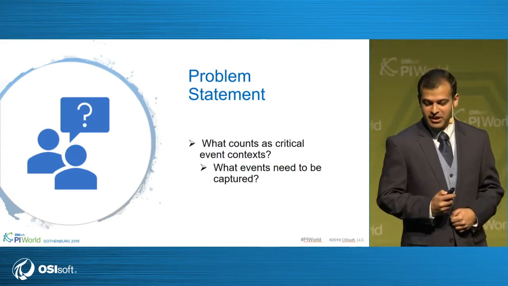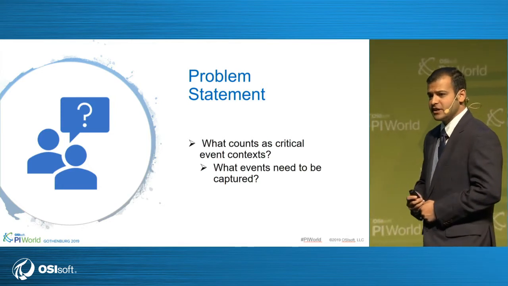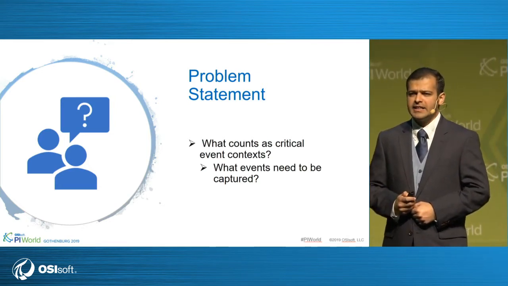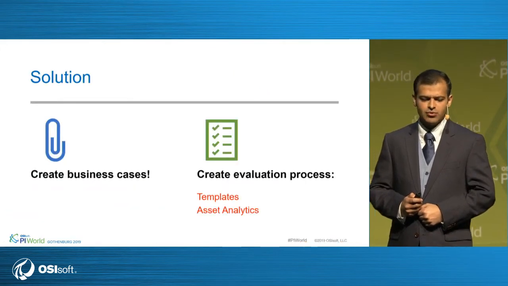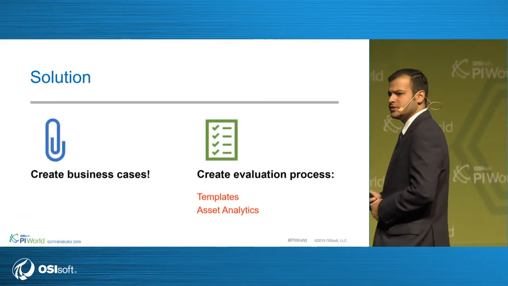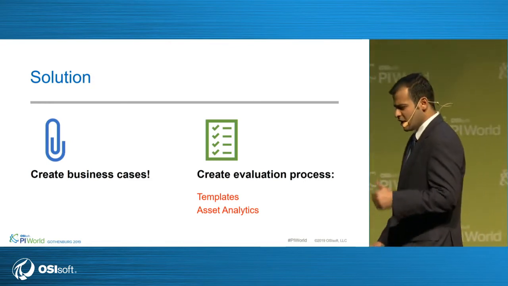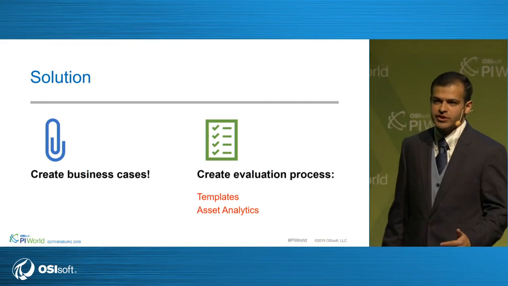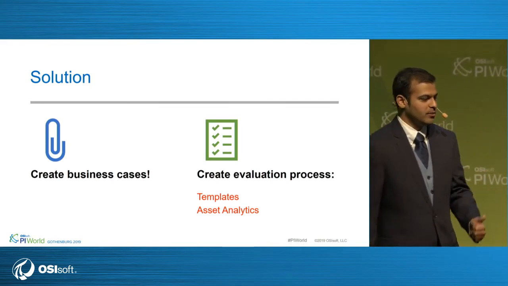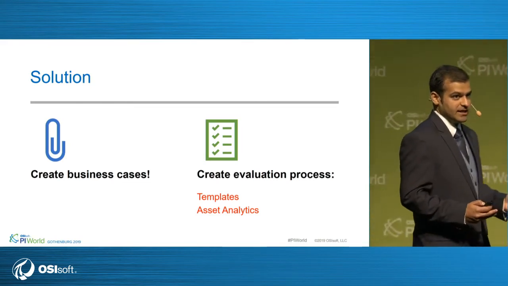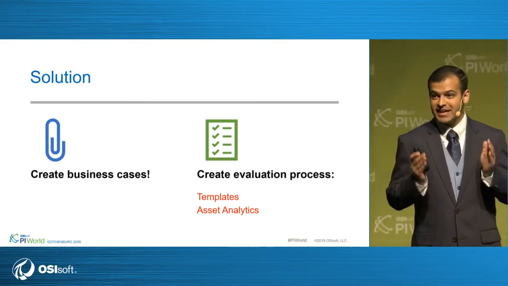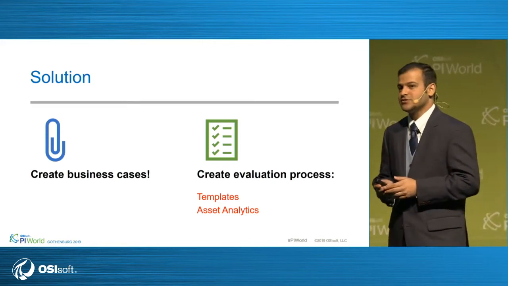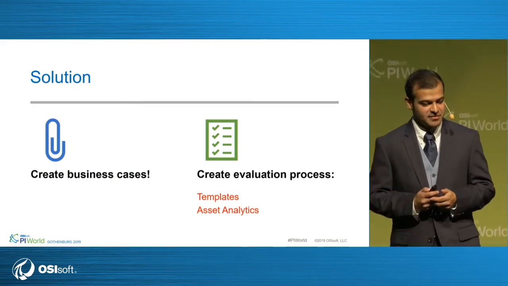The problem statement is, what counts as critical event context? What events need to be captured? And the answer to both of these questions is very simply answered over here. Create a business case. If you have a business case, you have well-defined problems, you know what is critical to your operations, you know what is critical to your goals. And that's where a business case comes in handy. The most important stage is the planning stage. If you have planned properly, implementation is pretty simple, thanks to our easy-to-use interface.